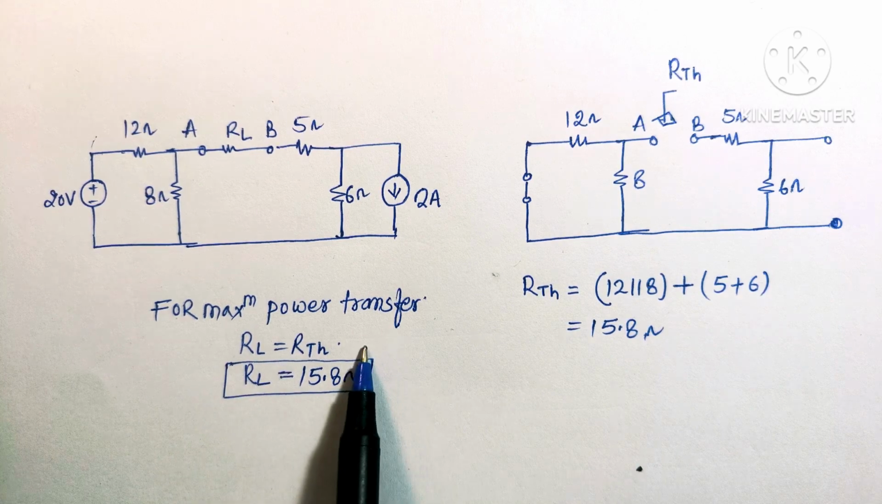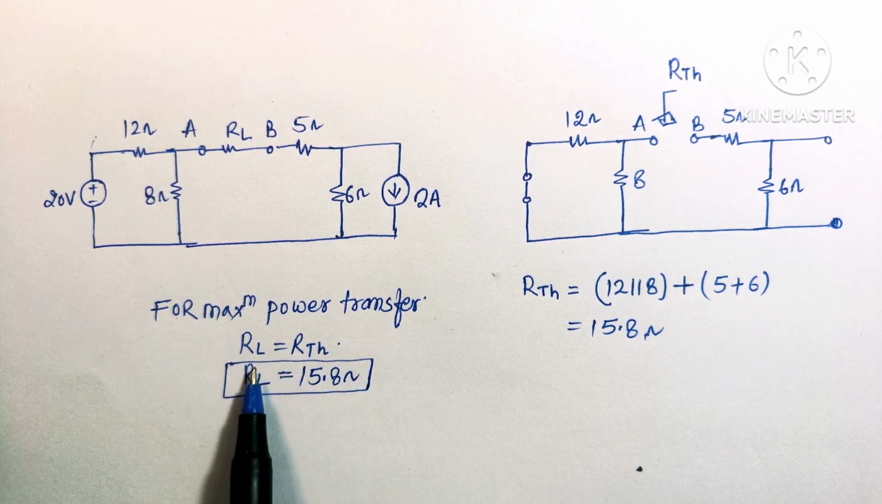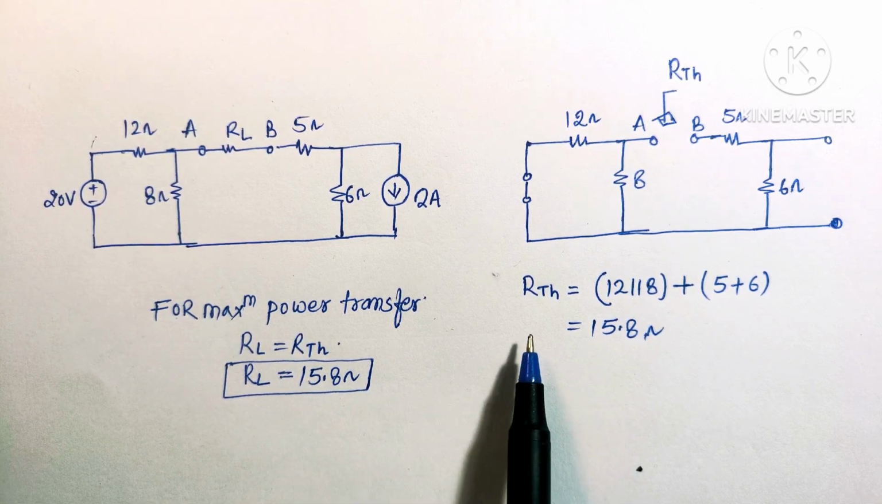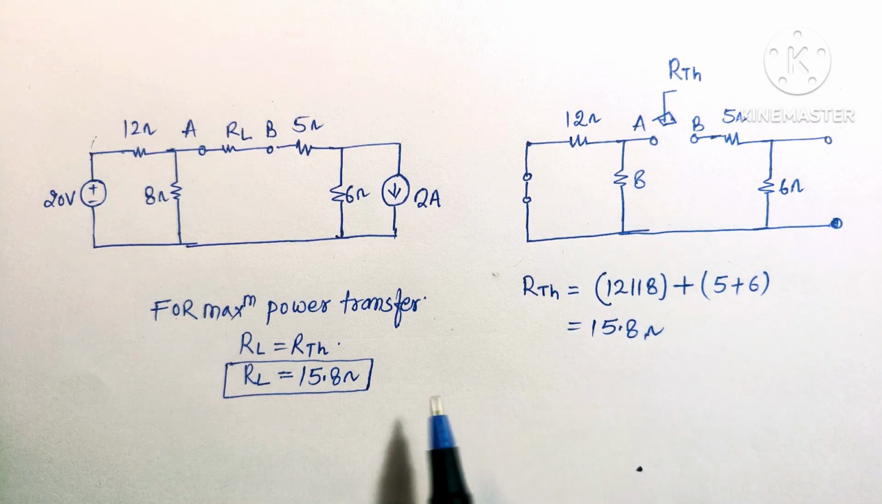So from the maximum power transfer theorem, we can say that maximum power will be transferred when the load is equal to the Thevenin's equivalent resistance of the circuit. So load resistance will be equal to 15.8 ohm, which is calculated as RTH in the circuit. So this is our answer.